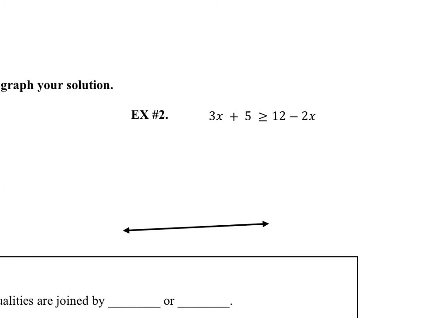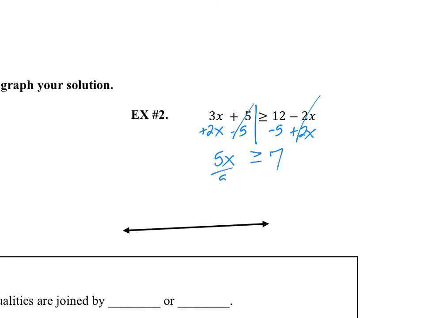In example 2, let's get all the x's over to the left. So here's our equal sign. We're going to add 2x to cancel out the minus 2x. And while we do that, just to save space, I'm going to get rid of this plus 5. So we have 5x is greater than or equal to 7. So we minus the 5 to cancel the 5, and we got the 2x on the left.